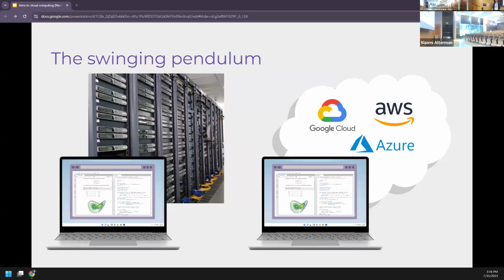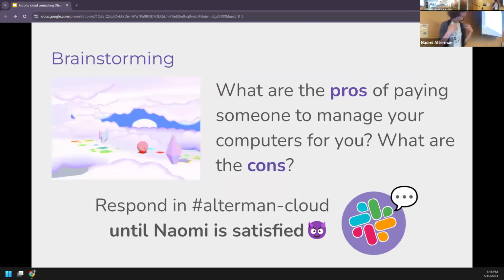But before I tell you all these things, I'm interested in having you tell me some things. So I have another couple of prompts here. I'm interested in your take on what the pros are of paying someone else to manage your computers for you and what the cons are. What are the pros and cons of having the hardware you deal with and the compute platform managed by someone else? You solve a bunch of problems with dealing with hard drives crashing by giving someone money. I want you to brainstorm different ways that there are pros and cons and post them to Slack.